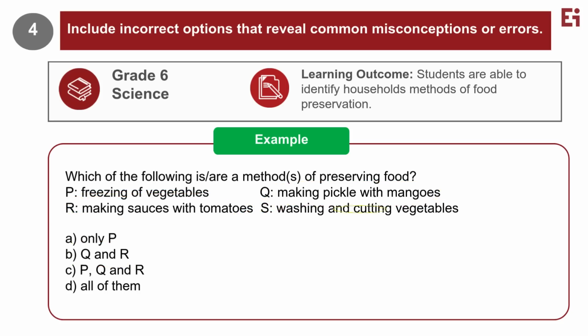If they believe that washing and cutting of vegetables will not only help with eliminating germs but also preserves food for a longer time, then there is a possibility of them choosing option D. These distractors have been defined in a way that we are able to identify students' understanding levels based on which option they have chosen, thus making it a question that helps in diagnosing understanding.